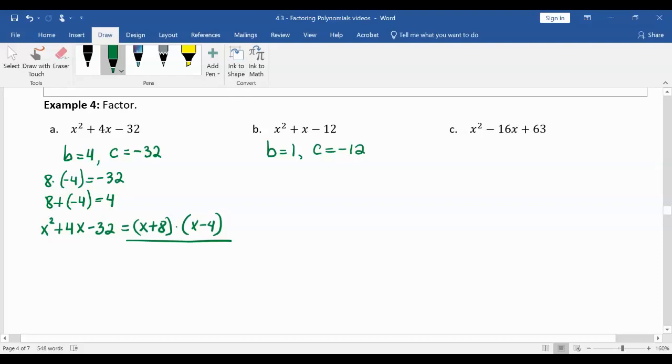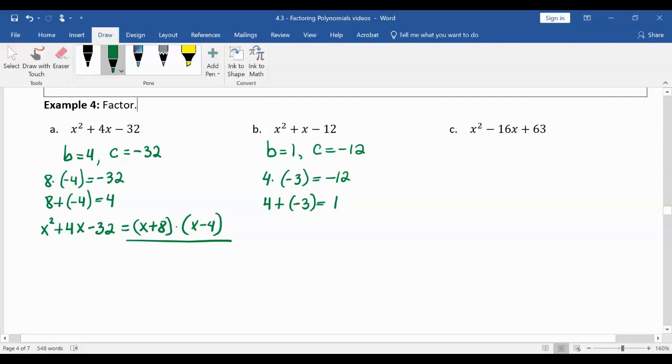Another example, 3 and negative 4. 3 plus negative 4 is negative 1. But if we use 4 and negative 3, we get negative 12. And when we add 4 plus negative 3, we get positive 1. So how do we know which ones are the two integers? There's no way to guess. You just try, check, and if it's wrong, you try again.